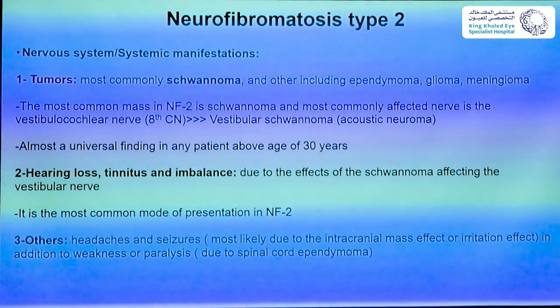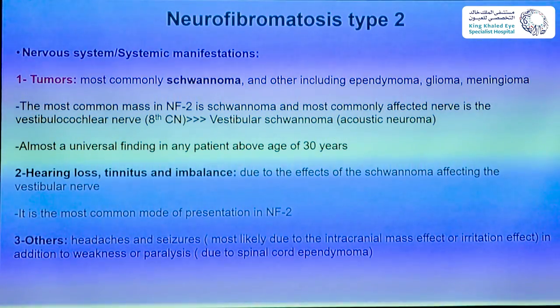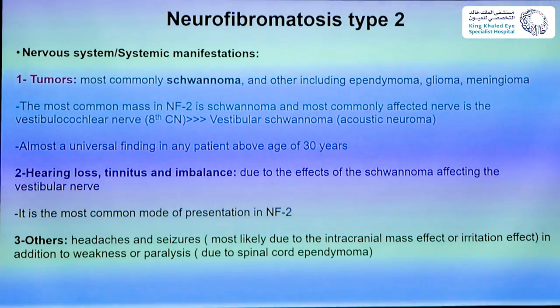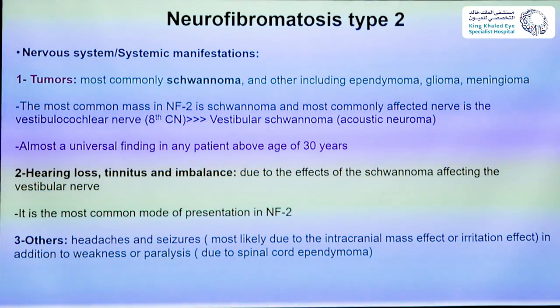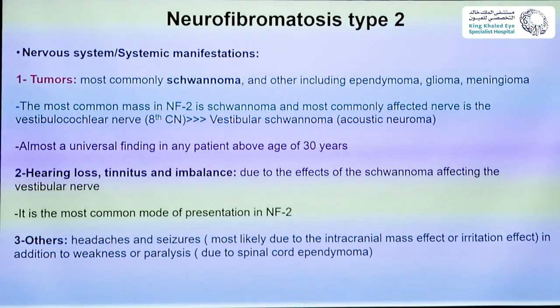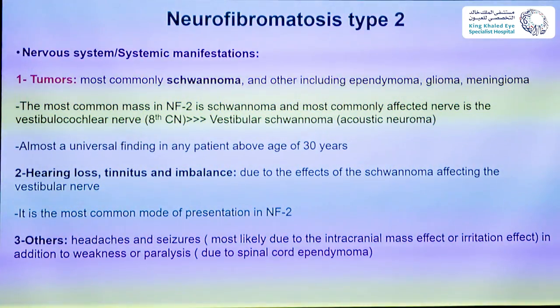So diagnosis of NF2 is mainly based on the tumors. Any tumor can happen in patients with NF2. And most likely they will have either schwannoma or meningioma. These are the two most common tumors that can present. So most likely schwannoma, followed by meningioma or any other tumors.